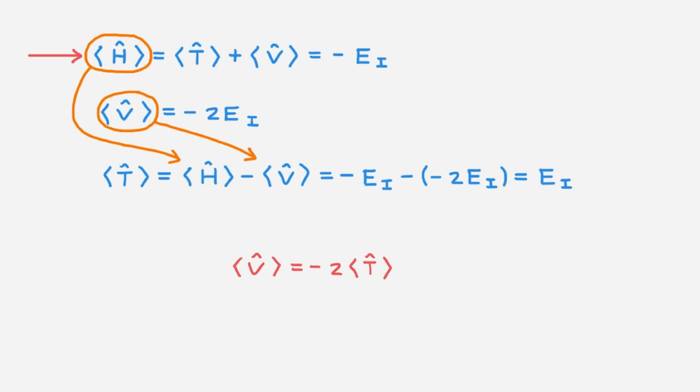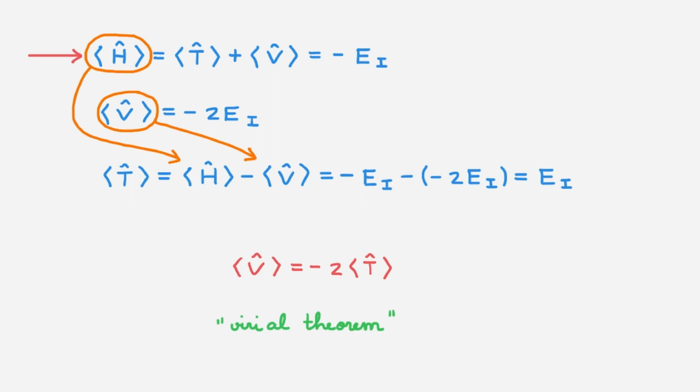This relation is actually an example of a more general result known as the Virial theorem, and I encourage you to check out the video that we have linked in the description to learn more about it. But in short, the Virial theorem describes a general relation between the expectation value of the kinetic and potential energies when the system is in an energy eigenstate. These general relations are useful because they provide insight into complex systems without having to do any explicit calculations like the ones we've done up here.